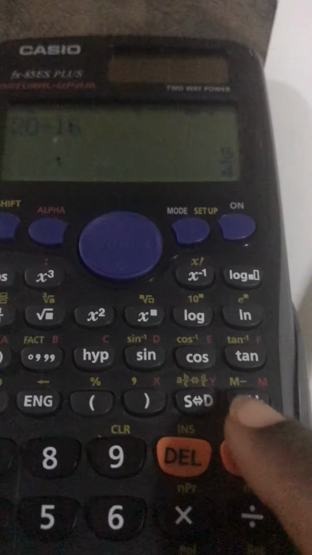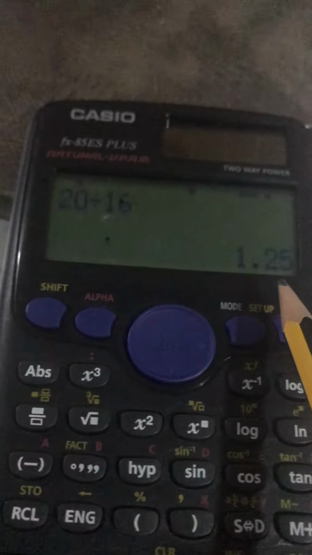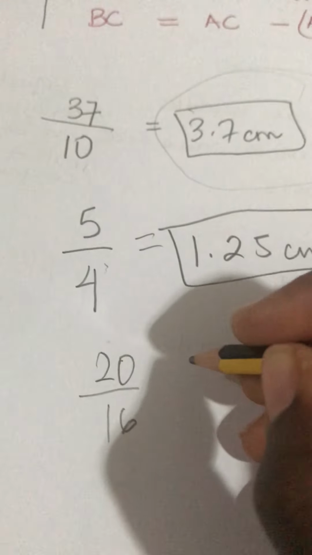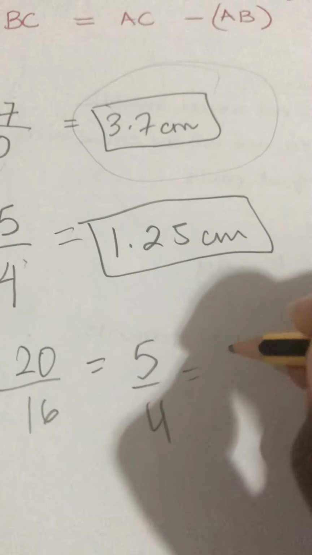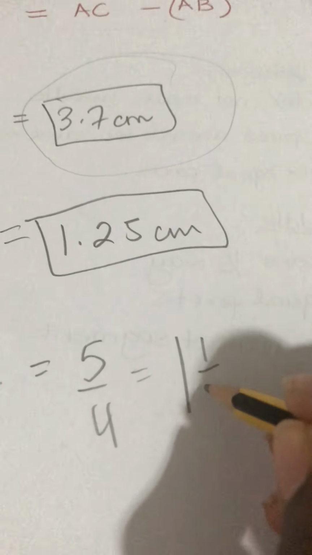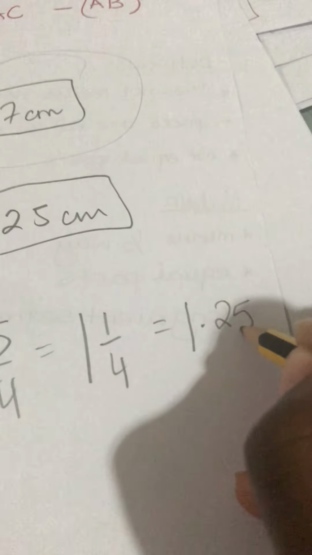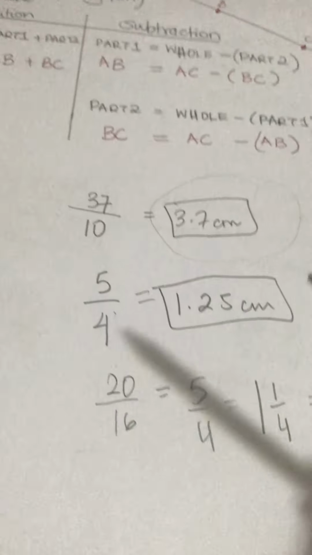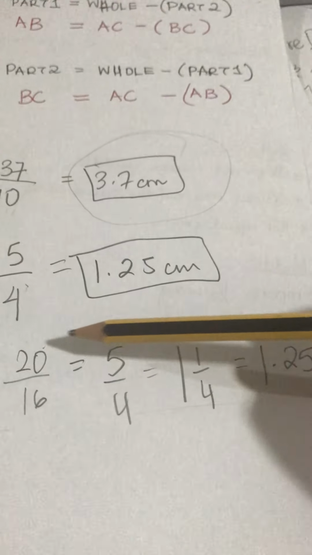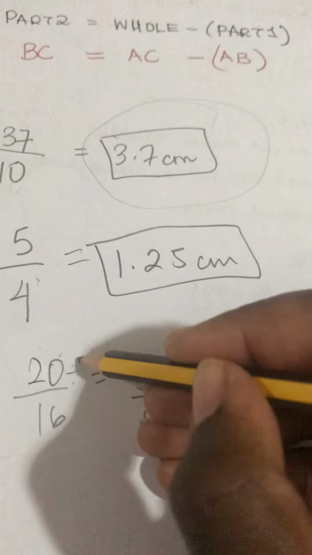I got 5 over 4. And I got 1.25. So this became 5 over 4, which is 1 and 1/4, which is 1 and 25 hundredths centimeter. So that's how you do it. See, I came from an improper fraction. I simplified it. I simplify this by dividing by 4.